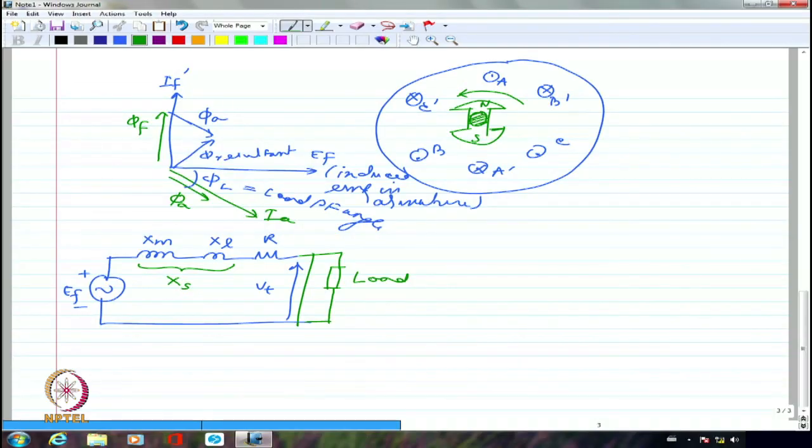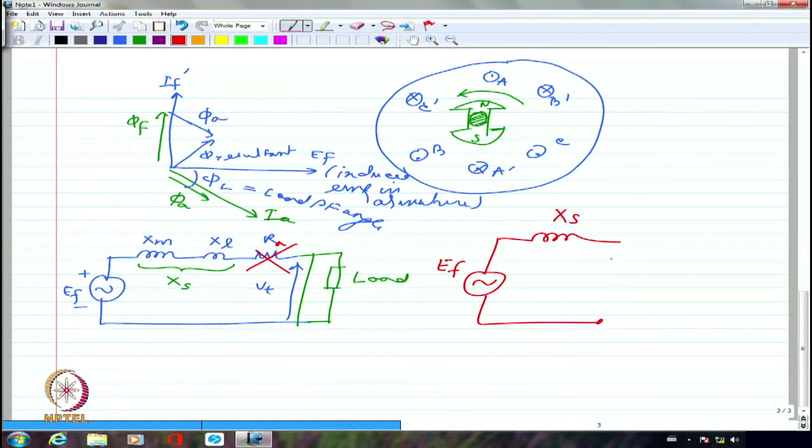That's the reason. So normally we are going to have very low values of Ra in most of the synchronous machine. In fact, unless we are calculating efficiency, very often we will even neglect this. So, if you are asked to draw the simplified equivalent circuit of a synchronous machine, it's very simple. You will just say, this is Ef, you are going to have a reactance which is Xs, and this is Vt, which is available. That's it. As simple as that.